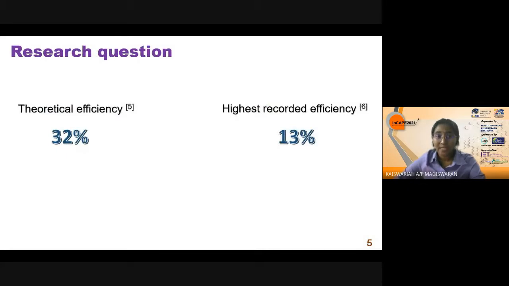According to the Shockley-Queisser limit for single junction cells, the overall theoretical conversion efficiency for single junction cells, which includes the DSSC, should be 32%. But the highest recorded efficiency so far is only 13%. So why? There's a very large difference between the theoretical value and the actual efficiency.